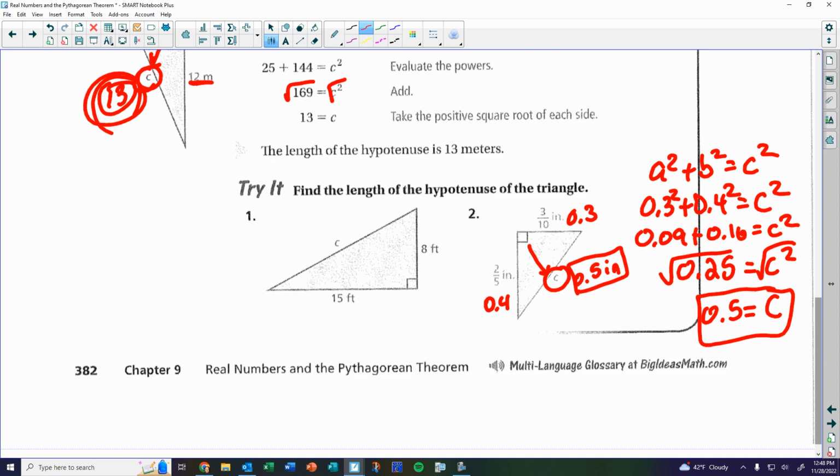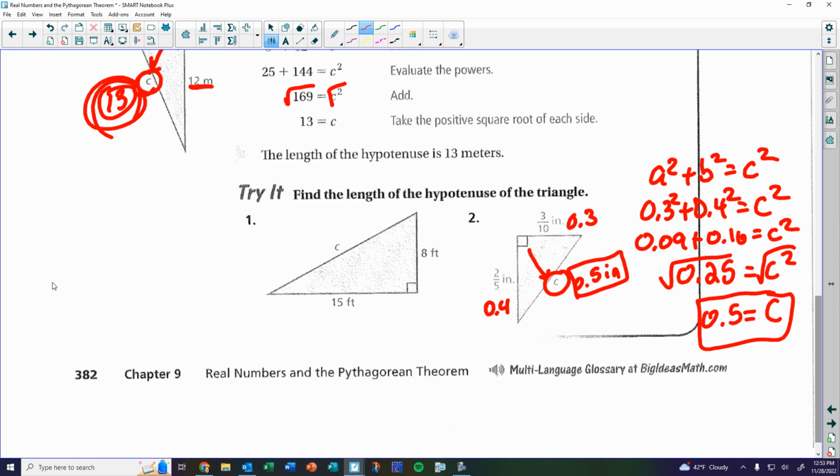So now what I want you guys to try to do right now, real quick as a table, is to try to do number 1. They give you nicer numbers for number 1, which is why we did number 2 together. All right. Try to do number 1. We're going to pause the video real quick and let you guys work through number 1 as a table.